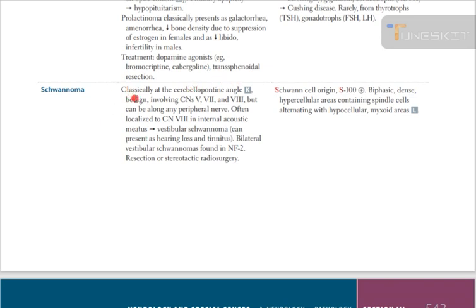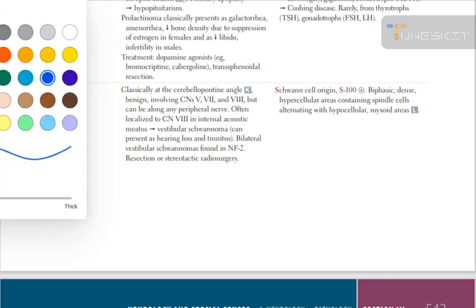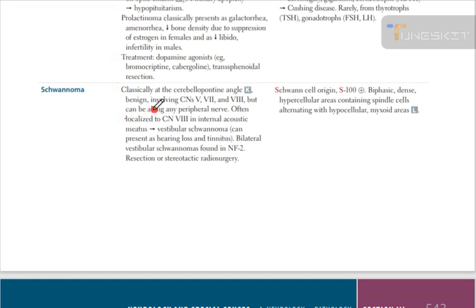It is benign, and it involves cranial nerves 5, 7 and 8, but it can arise along any peripheral nerve. So there is no restriction on the number of nerves.